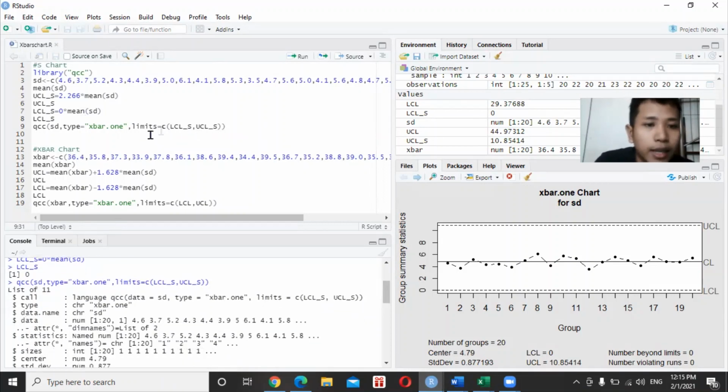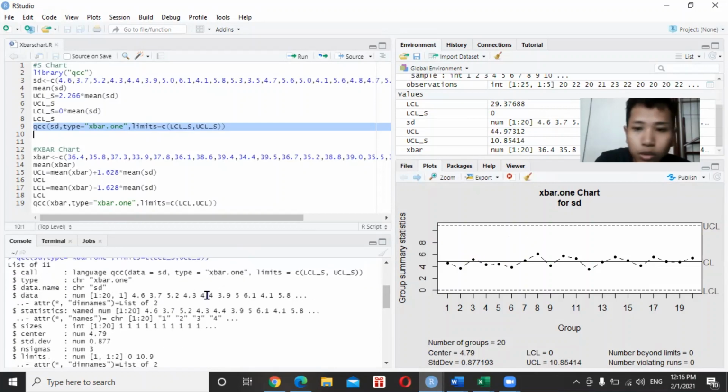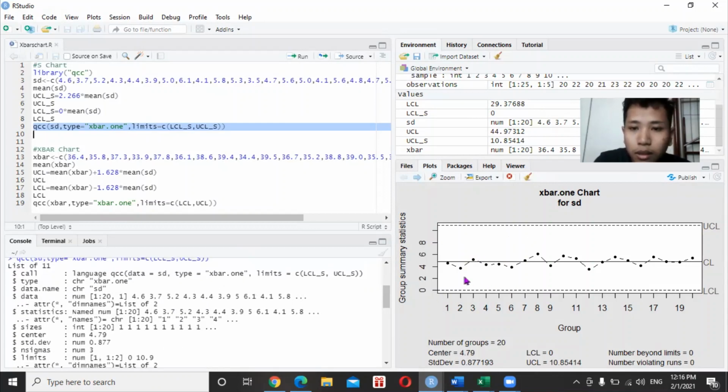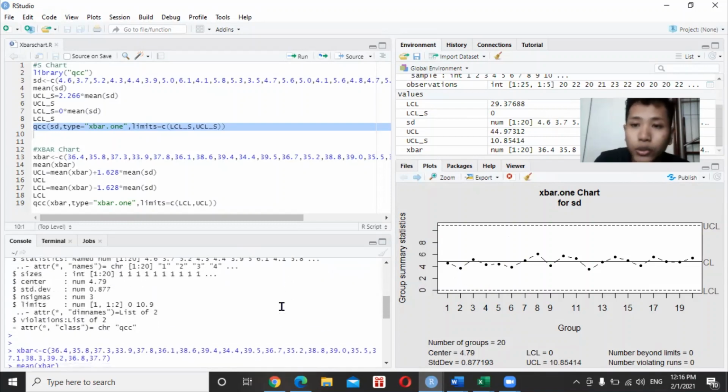Okay, so at the end of the coding for the S chart, you have to use the function qcc with type S bar dot one to get the S chart. So this is the result for all the 20 samples. As you can see, everything is followed by the upper control limit and the lower control limit. All the data are in the control limit. Okay, so now we can continue with the S bar chart.